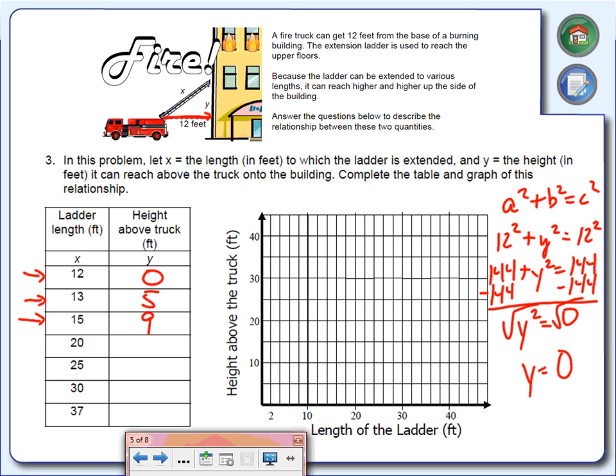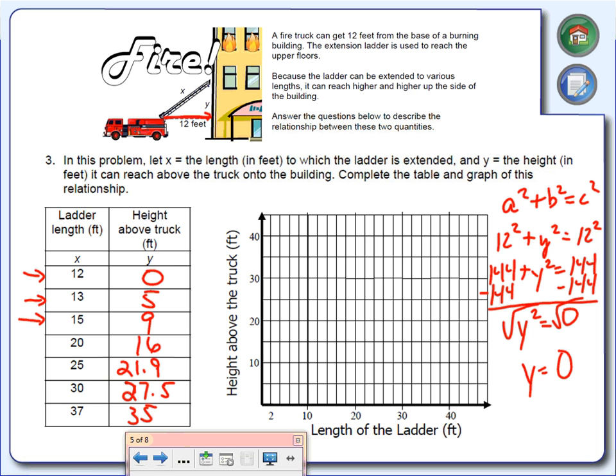Okay, looks like the majority of you have got your table filled out or pretty close to getting it filled out. So let's take a look at the numbers you came up with. If we were to extend the ladder 20 feet, how high above the truck are we going to be? 16. If we extend the ladder 25 feet, what's the height? 21.9. If we extend the ladder 30 feet, how high above the truck? 27.5. There you go. And the last one, if we extend the ladder 37 feet, that would put us how high above the truck?